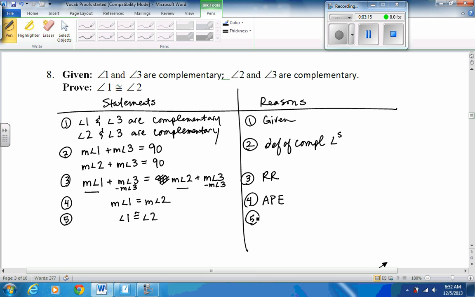So to prove something congruent, you need to show all the measures are the same. And with an angle, you only have one measure. So if you've shown that one measure is the same, that's all the measures. And by the definition of what it means to be congruent, we'll say definition of congruent angles, you can state angle 1 is congruent to angle 2.